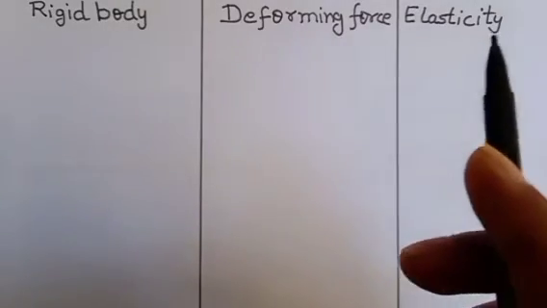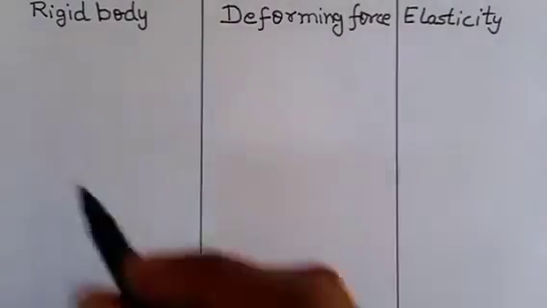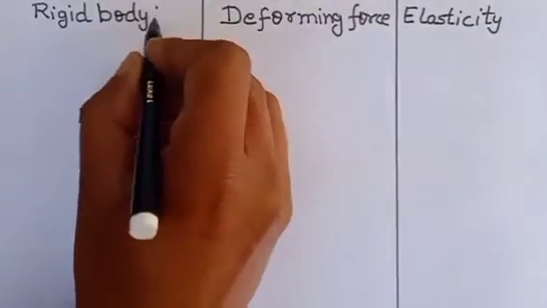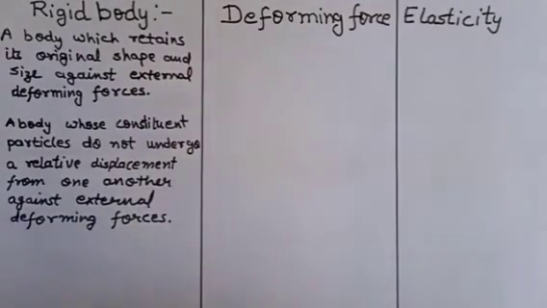So I will tell you about elasticity, but before that, we have to discuss rigid body and deforming force. Well, what is a rigid body? A body which retains its original shape and size against external deforming forces. Means if you apply some force to deform it, it retains its shape. It does not undergo a deformation. This can also be defined more technically as a body whose constituent particles do not undergo a relative displacement from one another against external deforming forces.